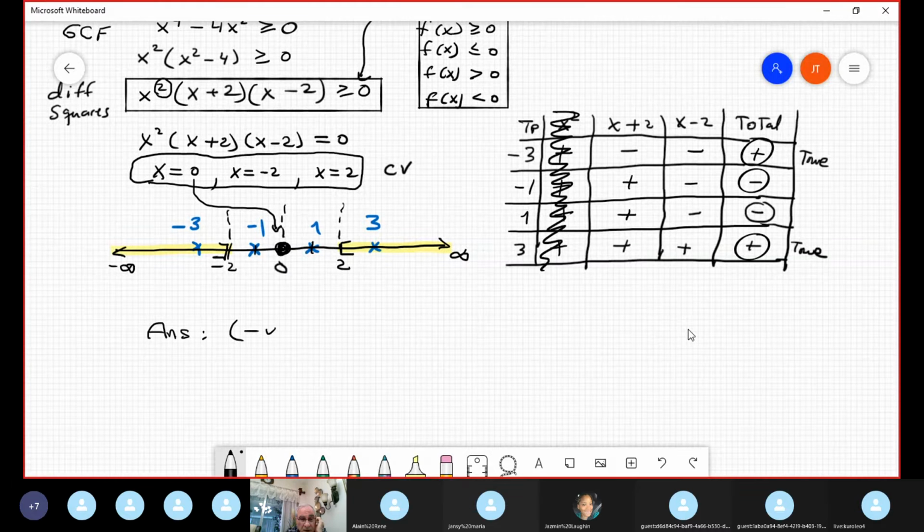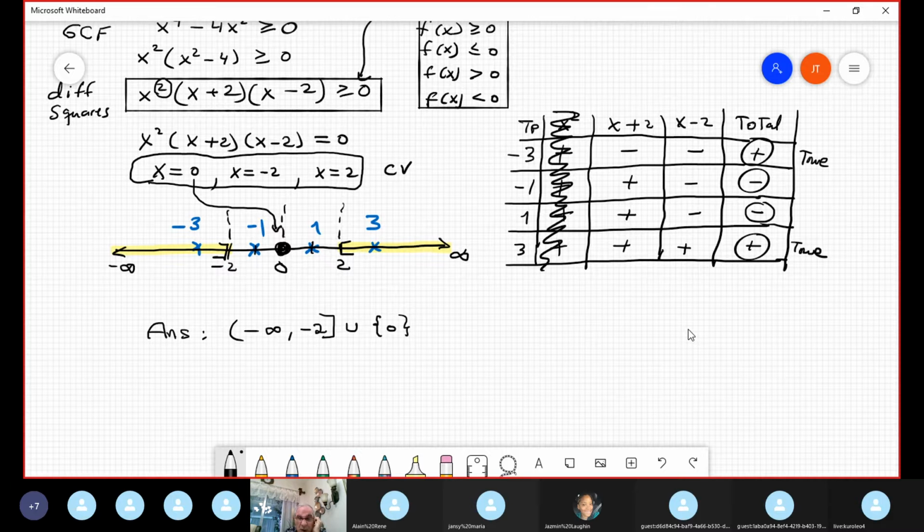It's from negative infinity, comma negative 2, bracket, union. Doesn't matter the order. But from left to right, I put 0. 0 is only one isolated point. And we use the curly bracket.